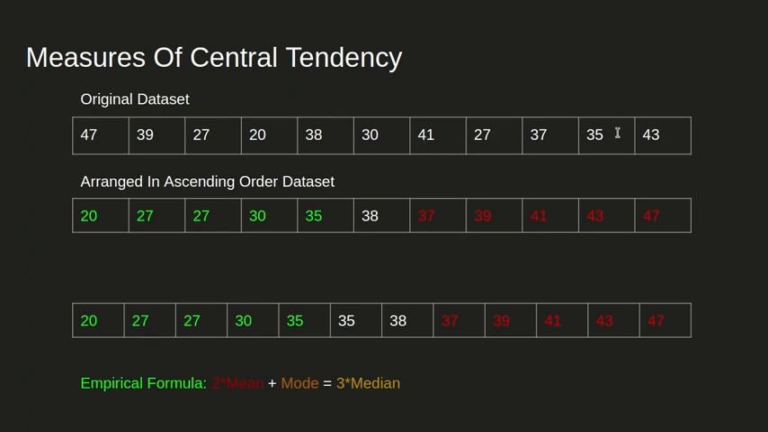27 plus 37 plus 35 plus 43, and then divided by the count of how many numbers we have. In this case we have 1, 2, 3, 4, 5, 6, 7, 8, 9, 10 and 11. So we divide that by 11 and that returns to us the average. That's basically how we can find the average.